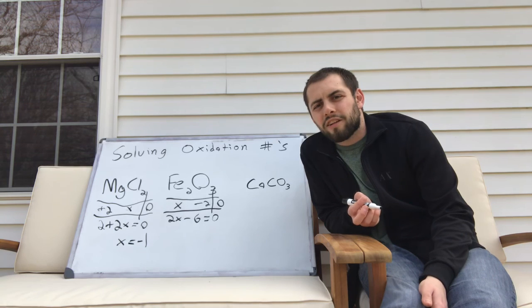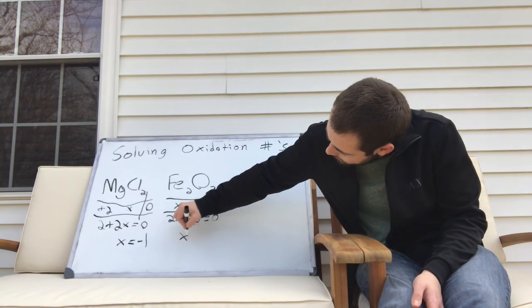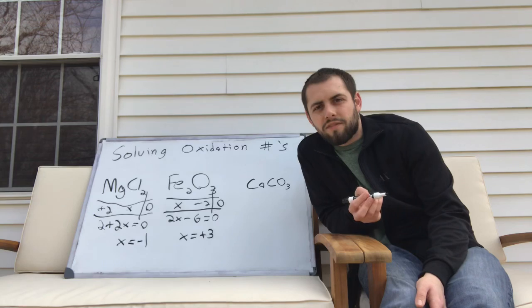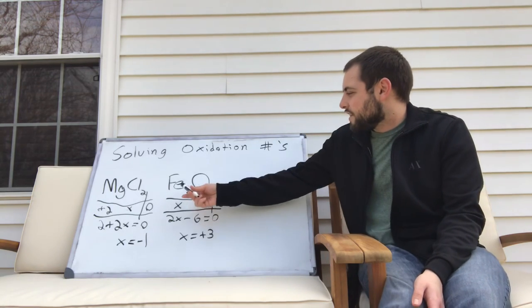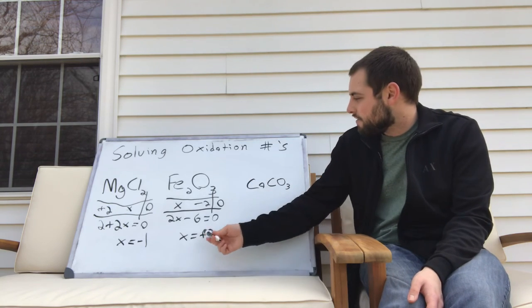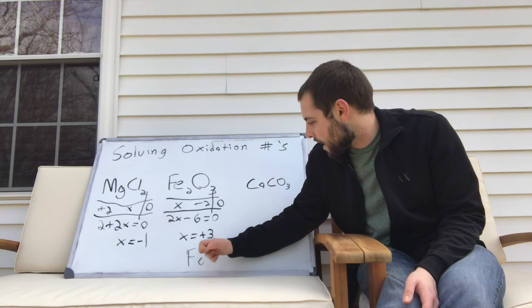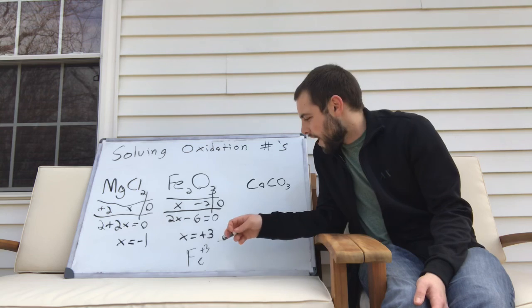Now I've got another algebra problem that I'll need to work out here. 2x minus 6 equals 0. That's going to tell me that x equals +3. And that makes sense. Earlier I said that this was iron 3 oxide. That means that the oxidation state of the iron is going to be iron 3. Iron with a +3 charge, iron 3.